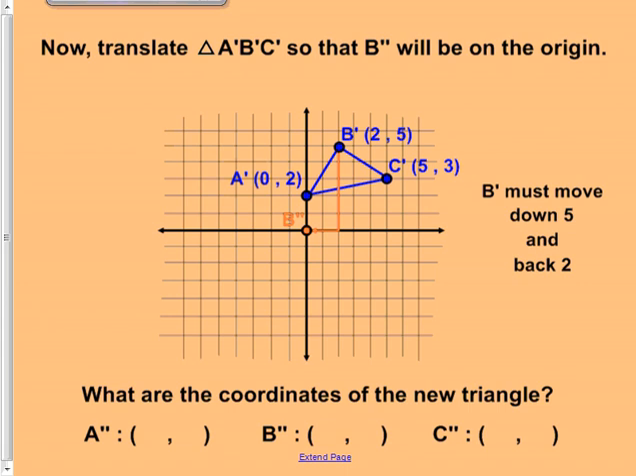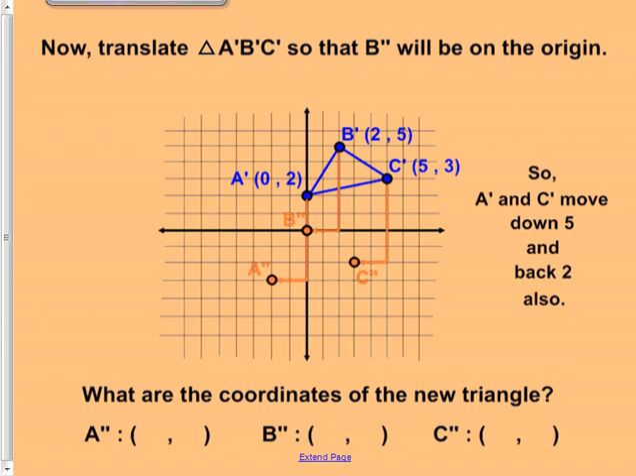Well, there's where B double prime is going. That's where the instructions told us to move it. But if B must move by -5 over -2, then A prime and C prime must do the same to arrive at their locations. So you can see our 3 points, A double prime, B double prime, and C double prime. From there, we can connect the dots, and we have the resulting image.